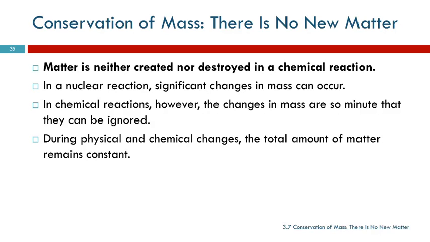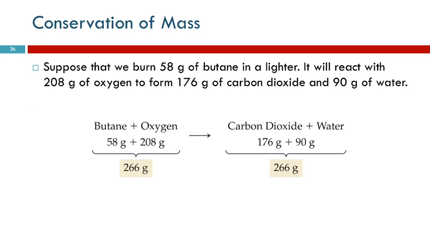So in chemical reactions, we don't have any change in mass. Matter is conserved. Total amount of matter remains constant. It just gets rearranged. So if we had 58 grams of butane and 208 grams of oxygen, we burn the butane and it uses this oxygen. We started out with 266 grams of stuff.